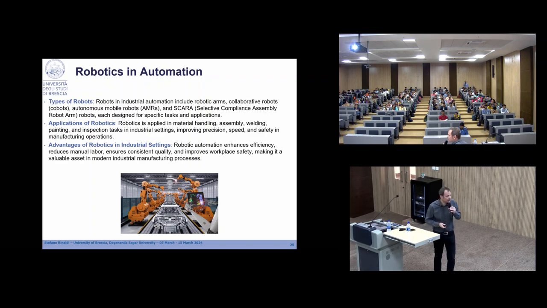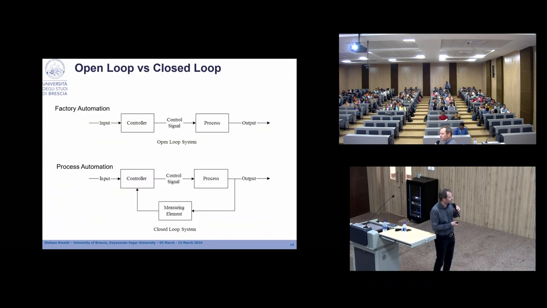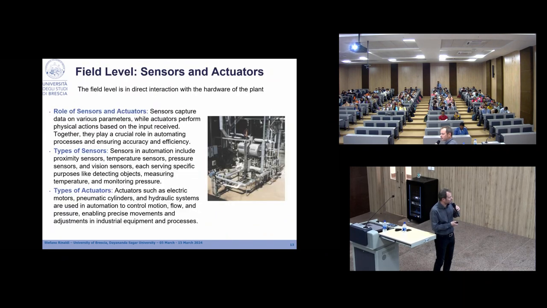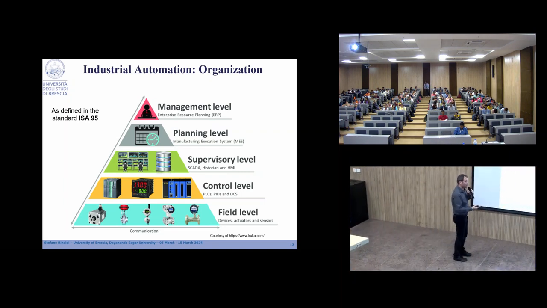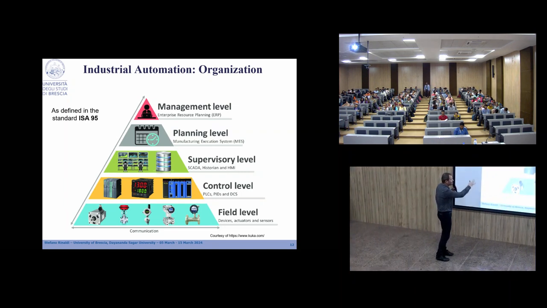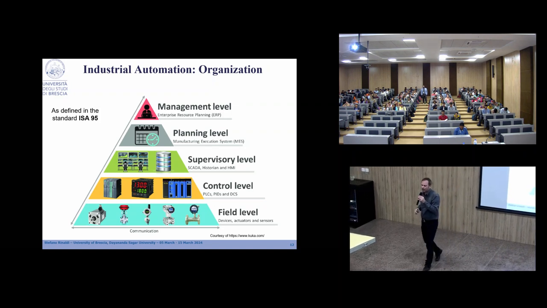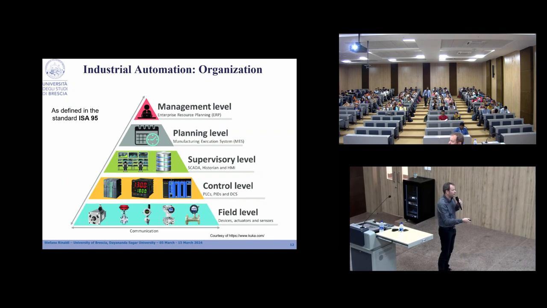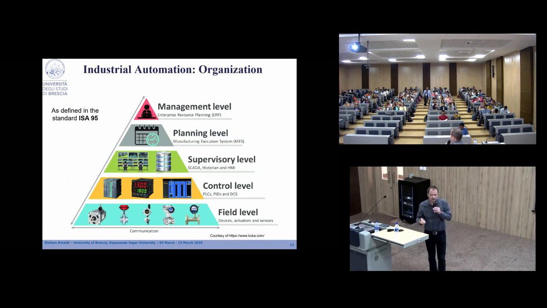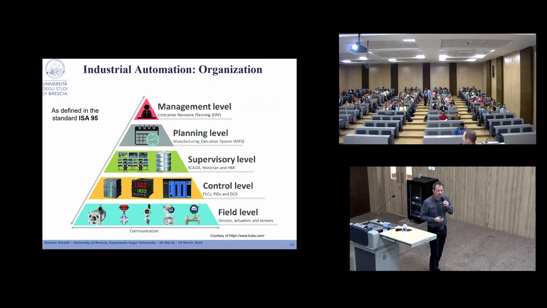So that means in the organization I showed you of the industrial plants, I never mention the robots, because the robots are seen from the point of view of industrial automation as a separate device that somehow interacts at the field level with the control level, but is not controlled by the main controller of the plants.